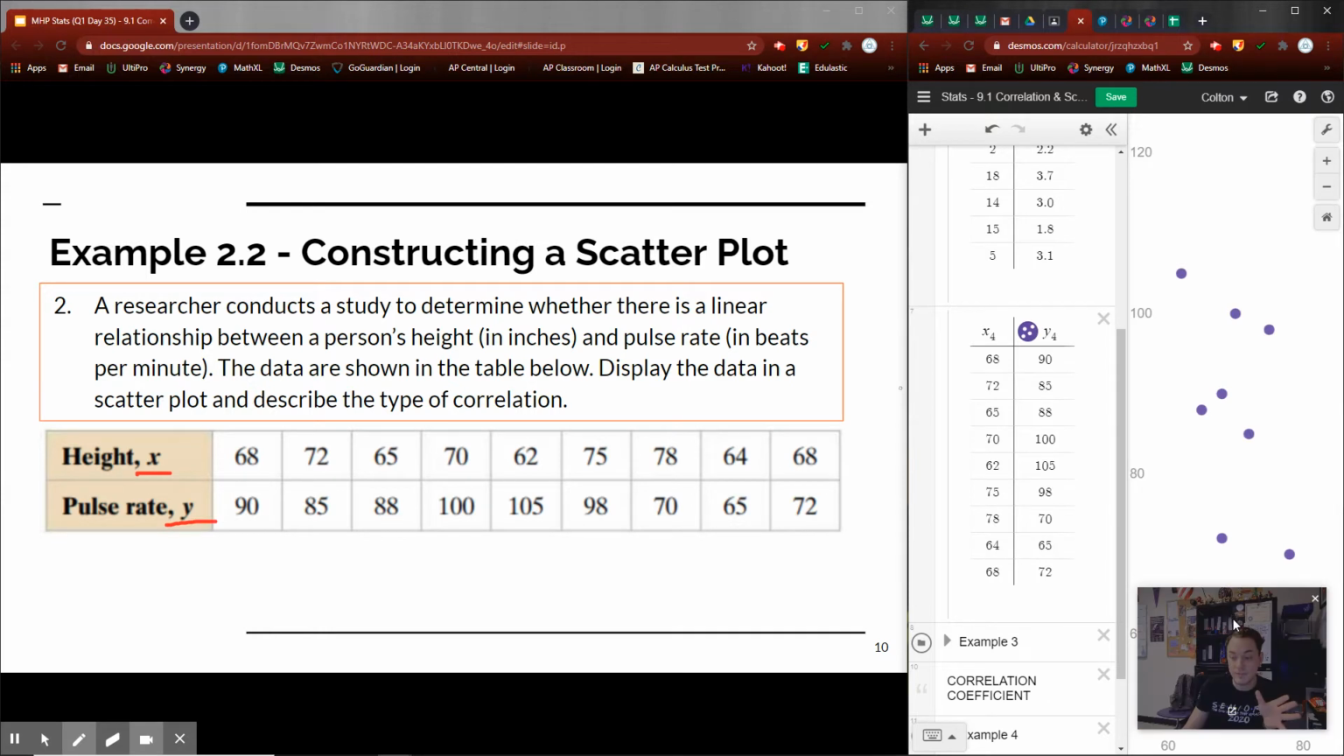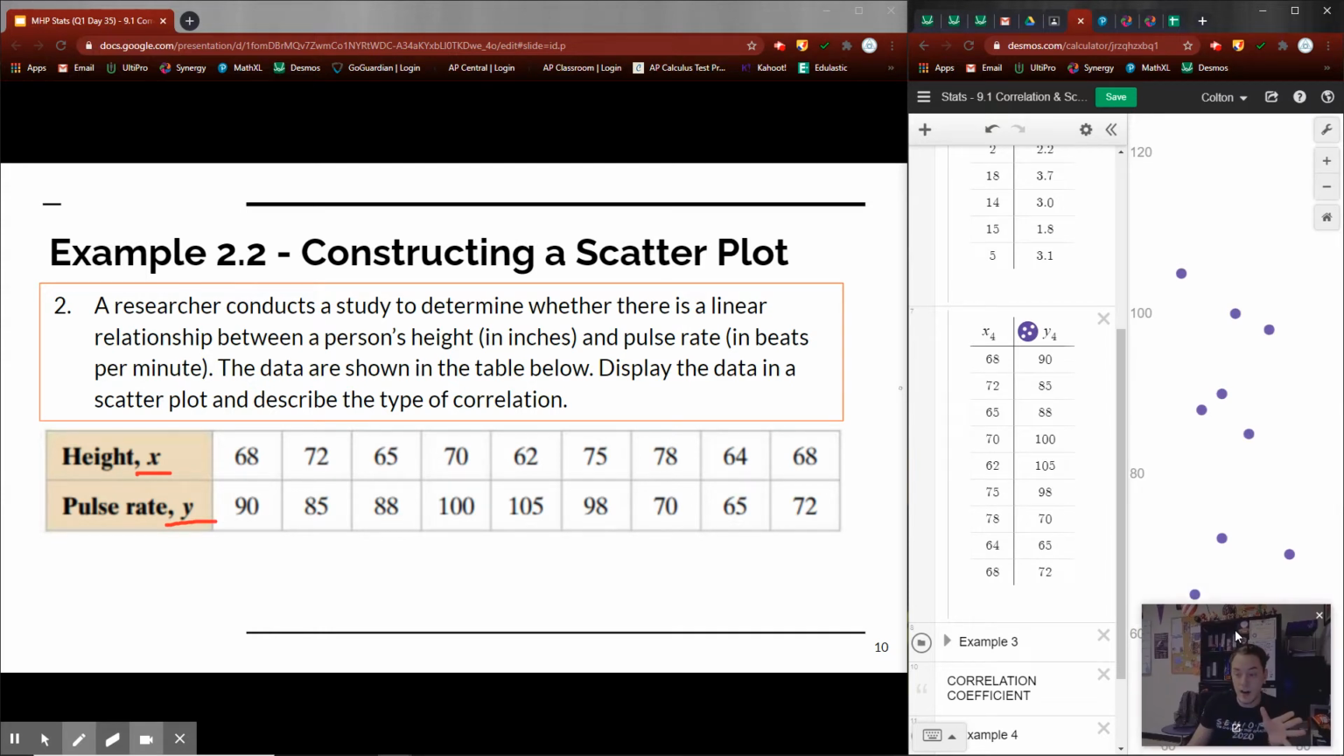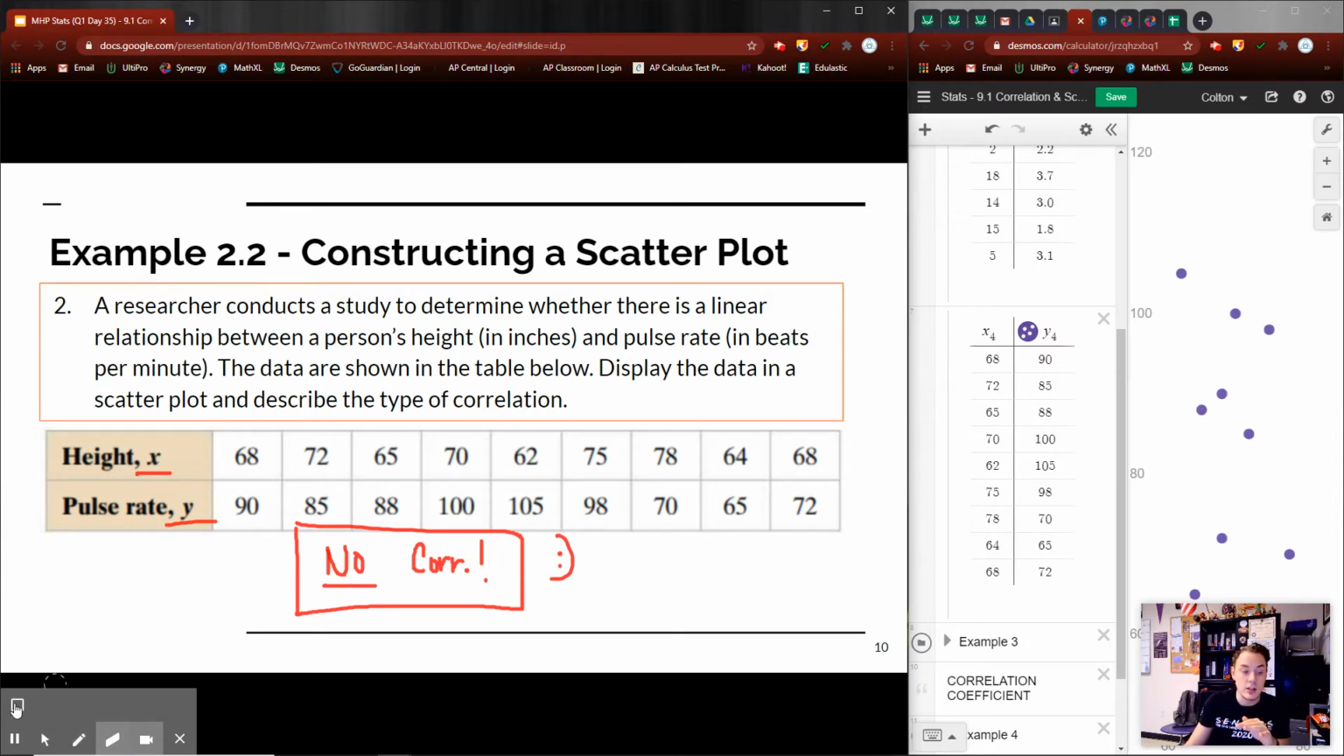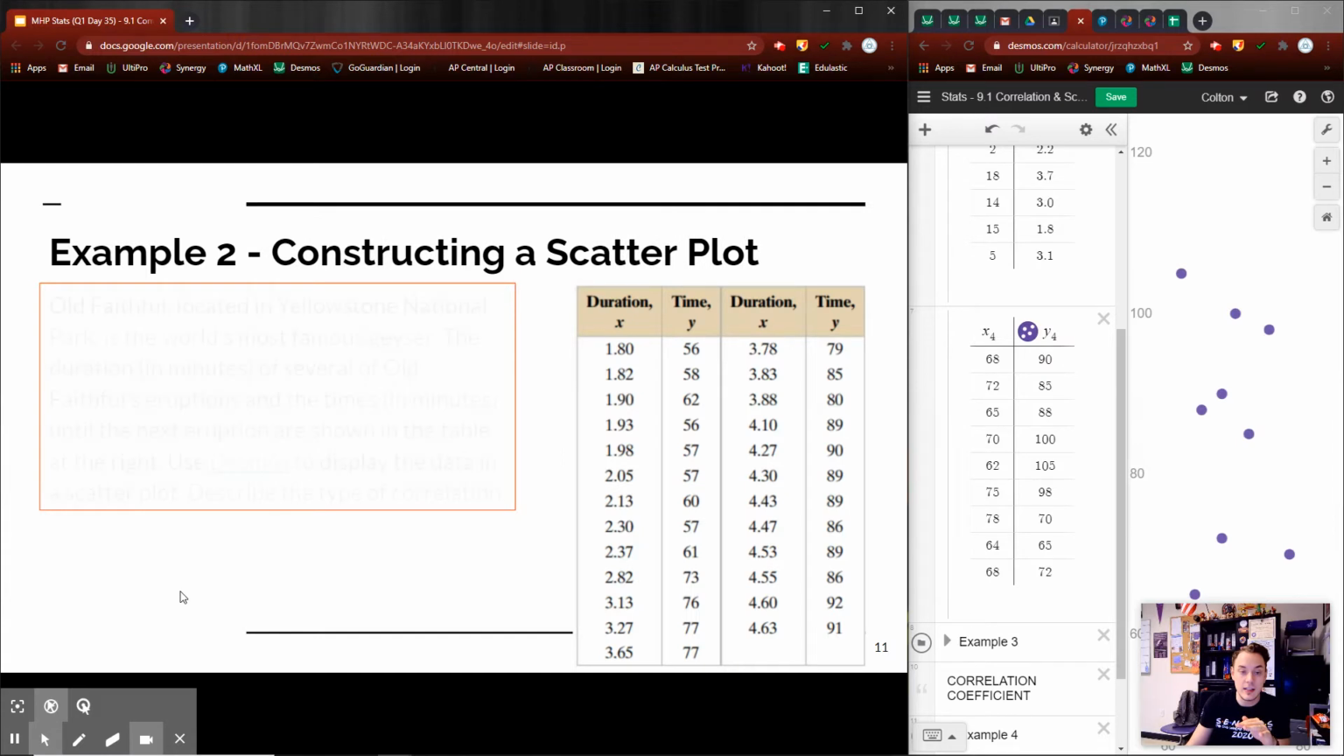Doesn't look like it. Okay? Doesn't look like it at all. There is no correlation there. It just looks like a blob. So I'm going to go over here and just again say no correlation. Guys, I'm telling you, it's that simple. Okay? That simple. Easy stuff. Very simple stuff. So let's erase that and let's continue.